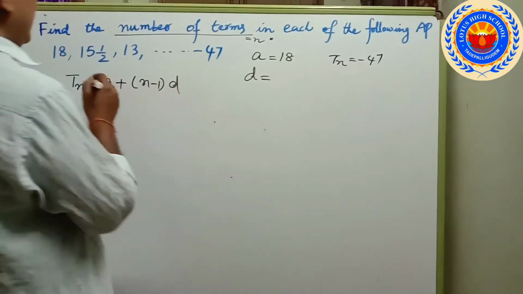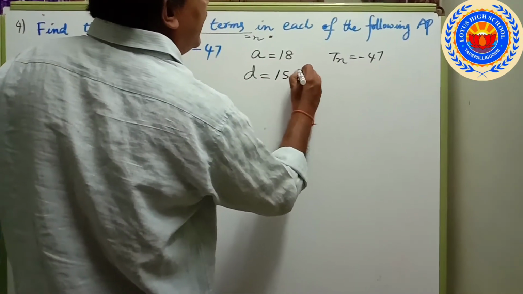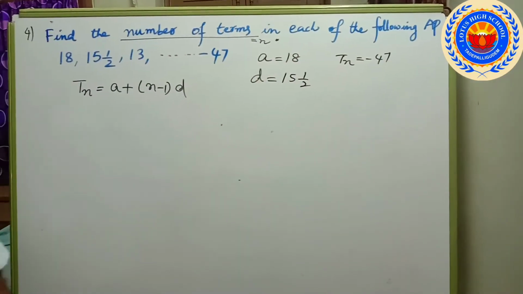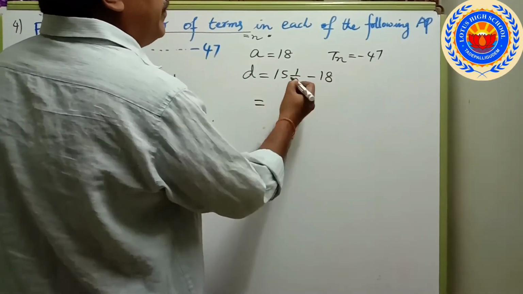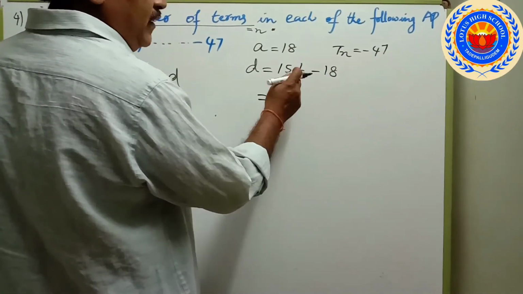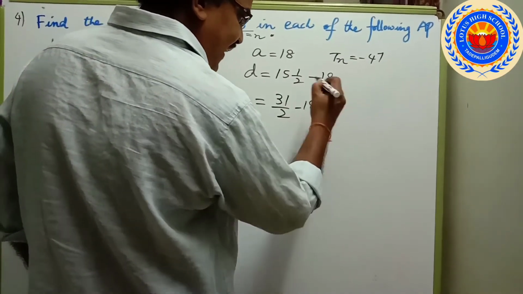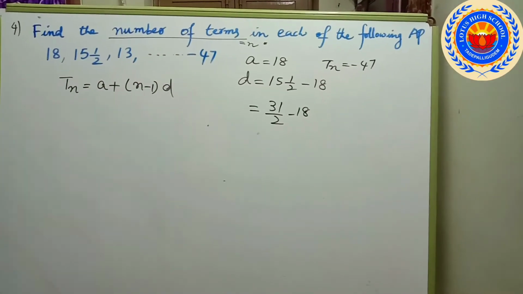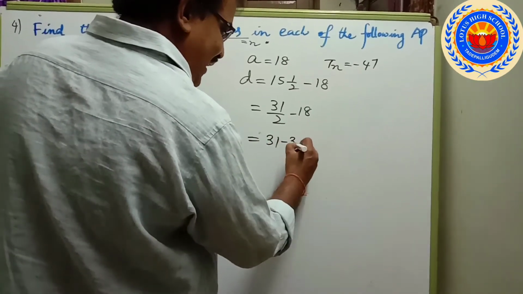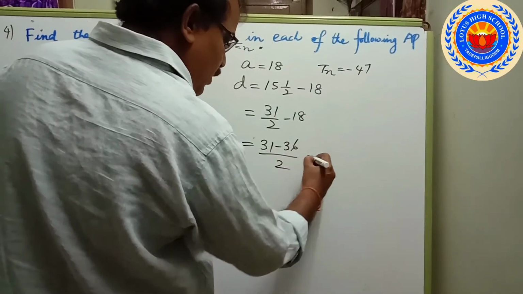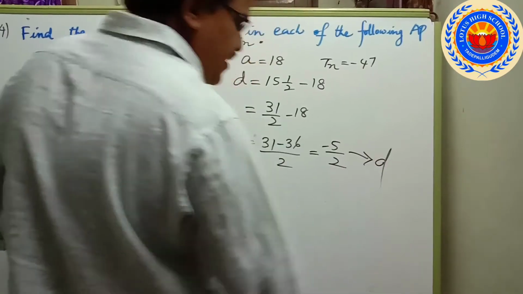So d means T2 minus T1. T2 means 15 1 by 2, a mixed fraction, minus 18. So 15 1 by 2 is nothing but 15 2s are 30, 31 by 2, minus 18. You can take LCM, otherwise you know the shortcut method. 31 minus 18 2s are 36, by 2, is equal to minus 5 by 2. This minus 5 by 2 is nothing but d.